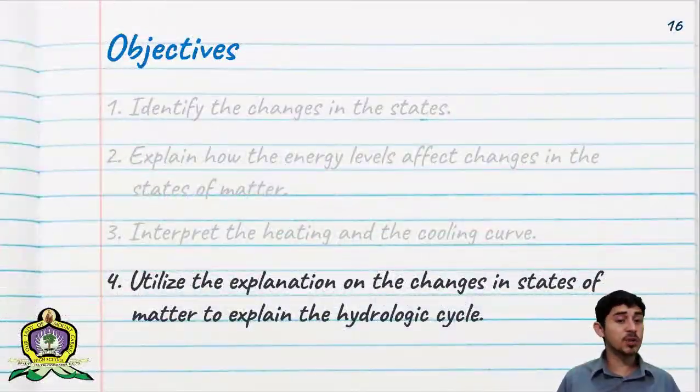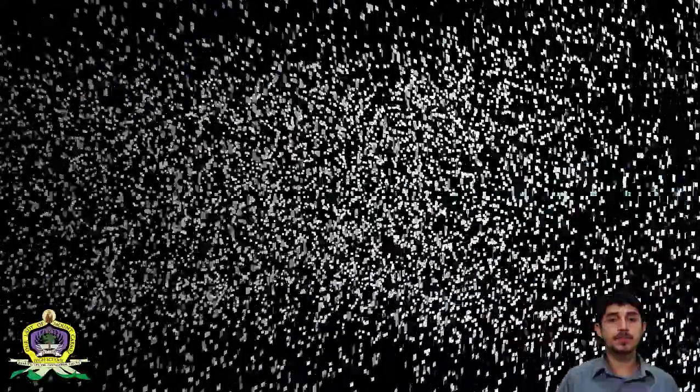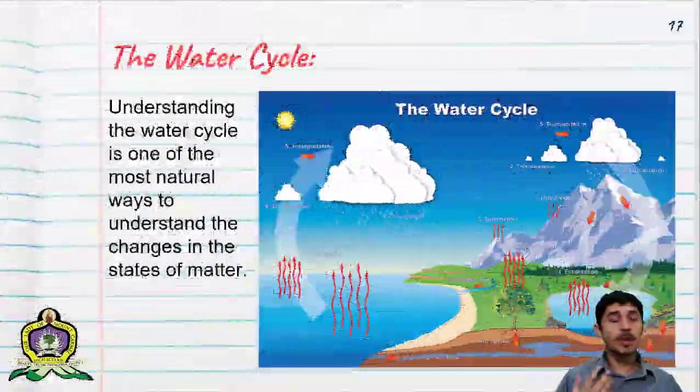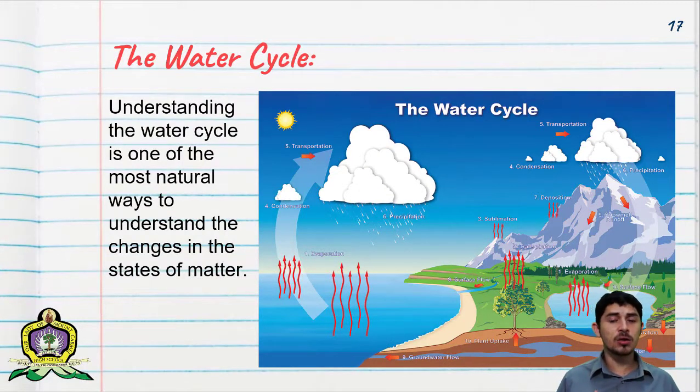Moving on to our last objective, we want to utilize the explanation of the changes in the states of matter to explain the hydrologic cycle. I want to share something with you. As I am recording this video, it is raining quite hard outside. That is known as precipitation, and that's water droplets in the form of liquid falling from the sky. But this happens in a cycle. It means it's never ending. So let us see how the changes in the states of matter can be easily observed in this diagram.